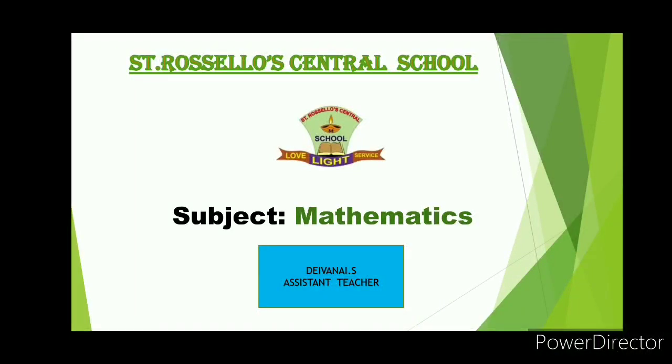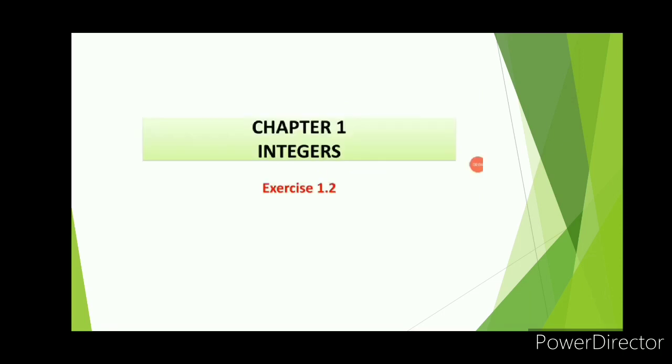Hello students, let's continue the chapter 1 integers. Already we have studied properties of integers. Let's go and use those properties. We are beginning with exercise 1.2.